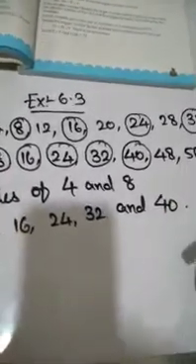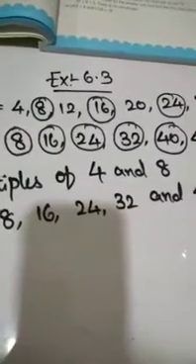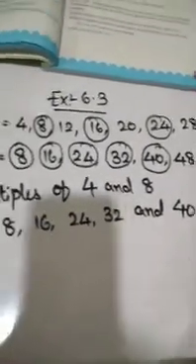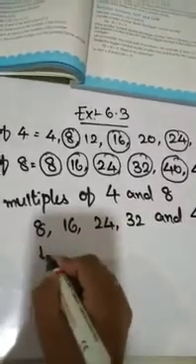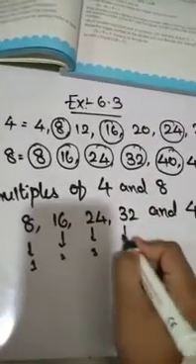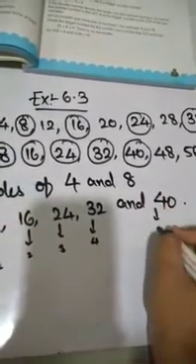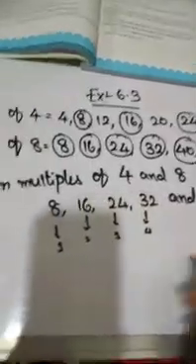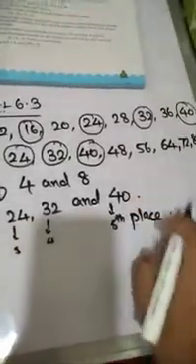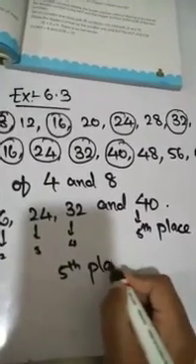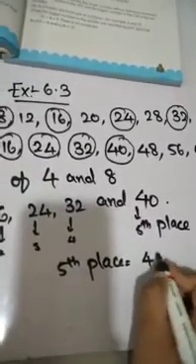So here, what do we have to do? We have to find the multiples of each number to the fifth place. This is the first place, second, third, fourth, fifth. So here the fifth place is 40. Fifth place equals 40.